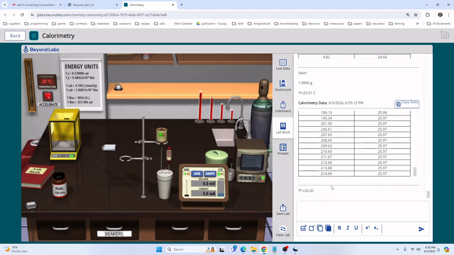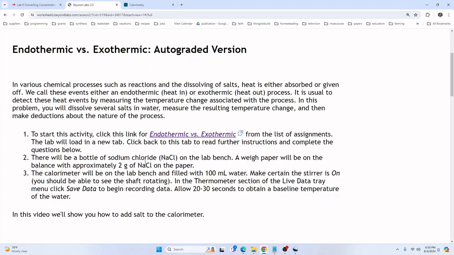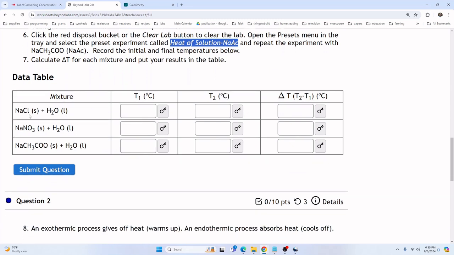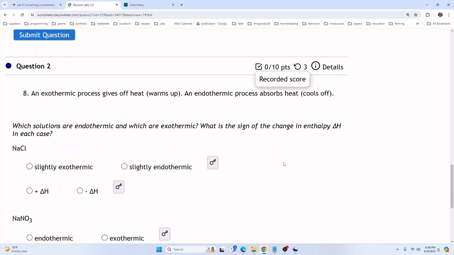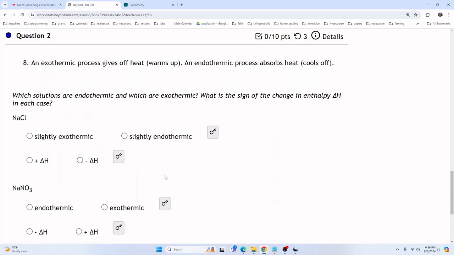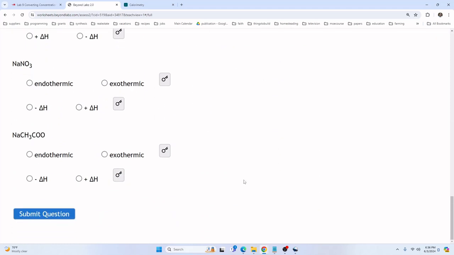So we want our change in temperature, maximum minus initial, or minimum minus initial. So over in Beyond Labs, now we're prepared to answer our questions, right? We want the sodium chloride in water, our starting temperature and the final temperature, and the change in temperature. The same thing for the sodium nitrate, and the same thing for the sodium acetate. This is the NaAC right here, okay? And then it will ask you some questions about endothermic versus exothermic processes.